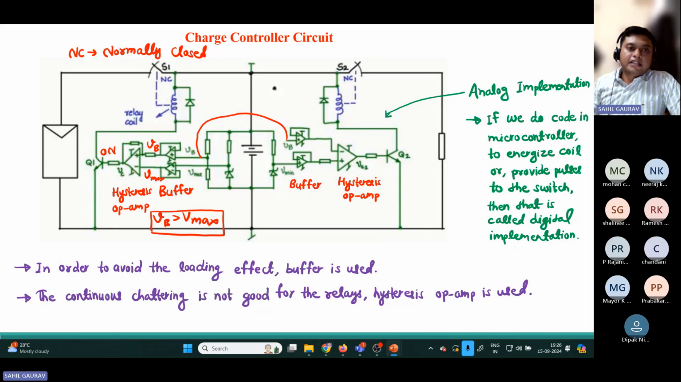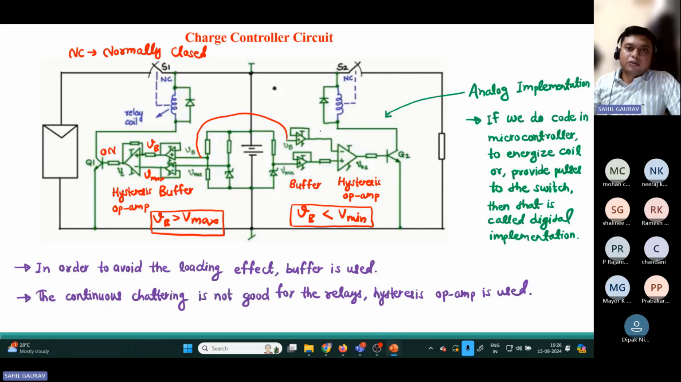So here at the left side you can see this V max is connected to the negative terminal, while on the right side V min is connected to the positive terminal of the op-amp. So if this battery voltage is less than the minimum voltage, it means our battery is nearly discharged, nearly at the fully discharged condition. So our switch should be disconnected from the load.